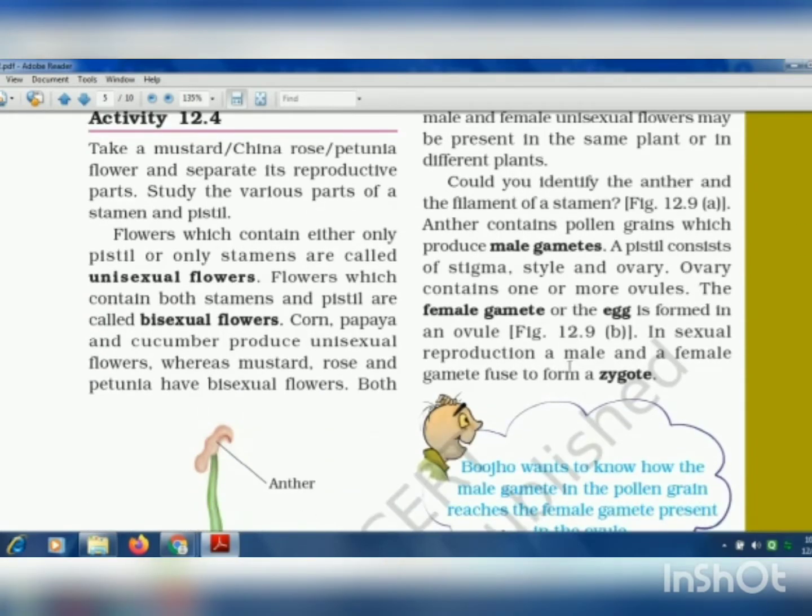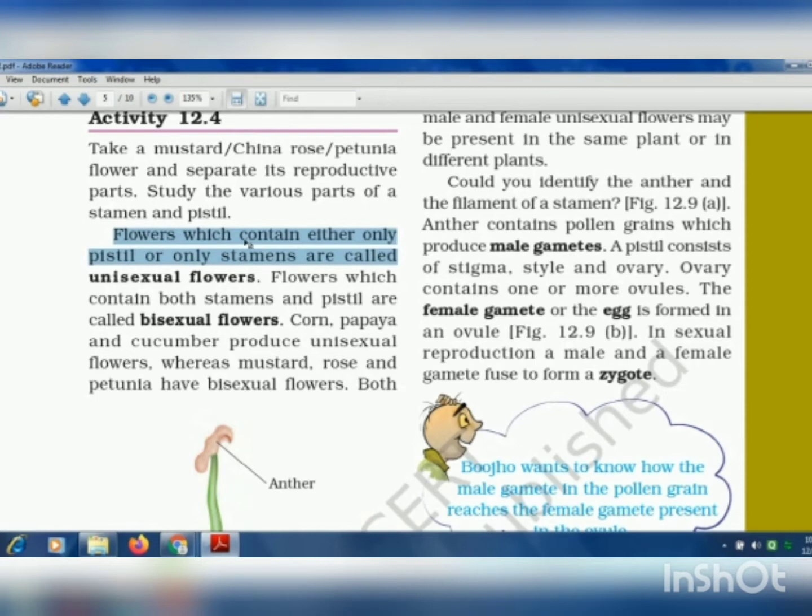Now, according to the male and female parts, flowers can be divided into two types. One is unisexual and the other is bisexual. Which type of flowers are called unisexual flowers? The flowers which contain either only pistil or only stamen are called unisexual flowers, and the flowers which contain both stamen and pistil are called bisexual flowers.